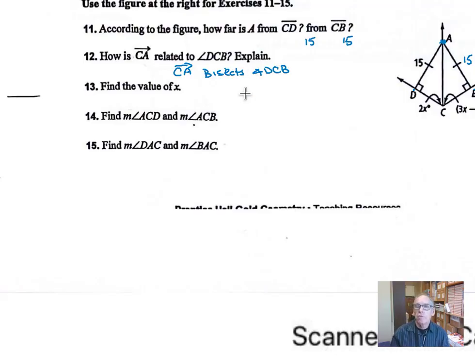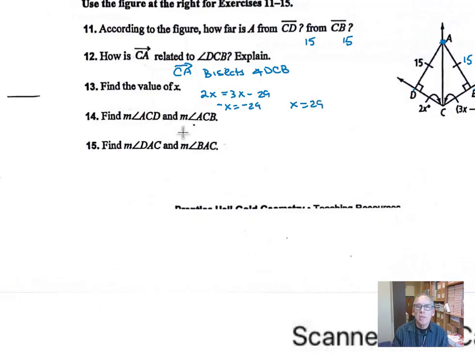It says find the value of x. Well, an angle bisector is going to bisect the angle, so these two angles are going to be equal to each other. So we can set 2x equal to 3x minus 29. Take 3 x's away from both sides. Minus x is minus 29. So we get x is equal to 29.